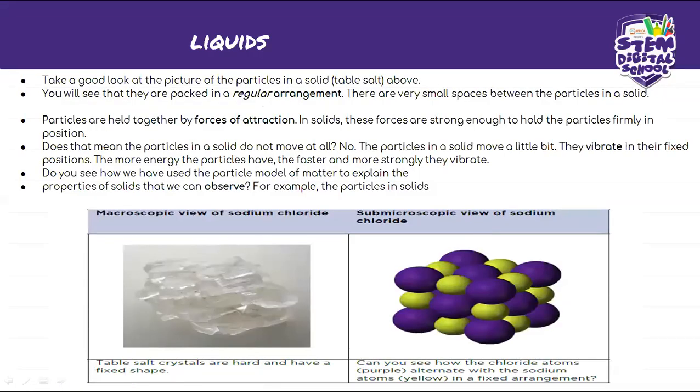So one of our objectives was to compare liquids and solids. In the previous slide, we just saw liquids. Now let's dissect what we have here. Take a look at the picture of the particles in a solid, for example, table salt below. You will see that they are packed in a regular arrangement. There are very small spaces between the particles in a solid.